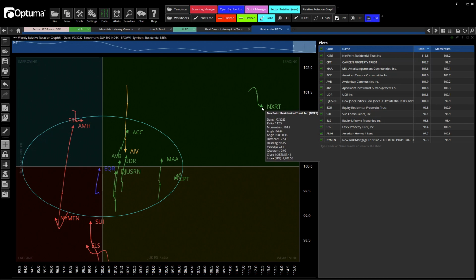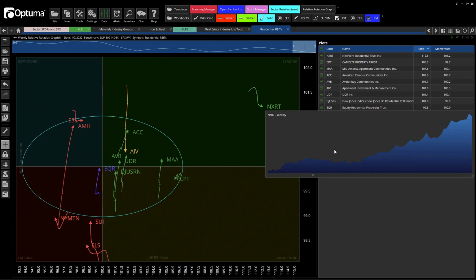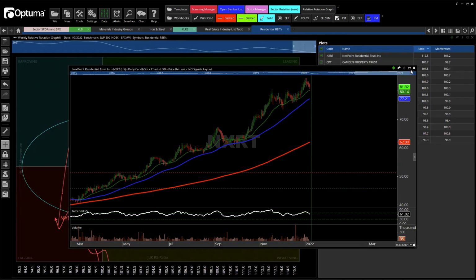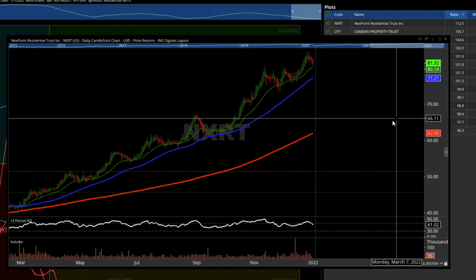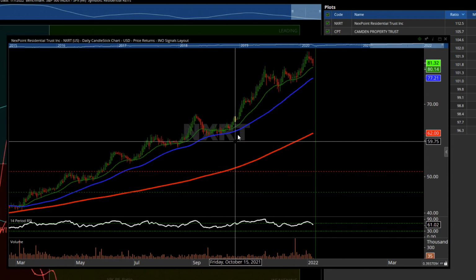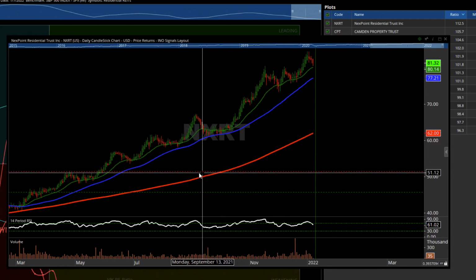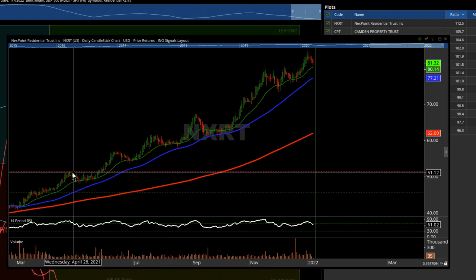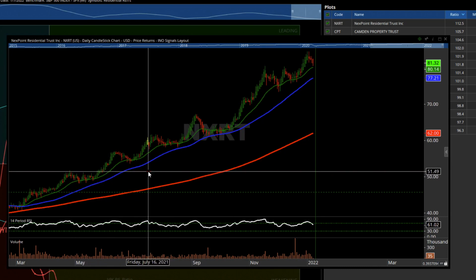It's probably not a good time to buy this one. I'll pull the price chart up and I'll show you why. But I'll tell you, had we picked this one back when it was starting to move higher in the improving quadrant, we could have had a pretty nice little profit. I haven't looked at this one at least since May, maybe April of last year.